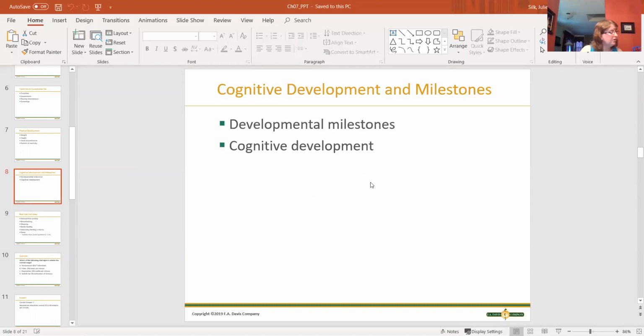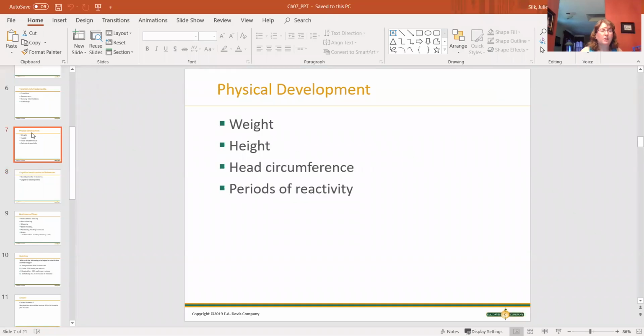Sorry, I'm kind of going all over the place here. So with cognitive development milestones, some of the things that we would look for, give me one second. All right, sorry about that, guys. Let me go back just a second here.